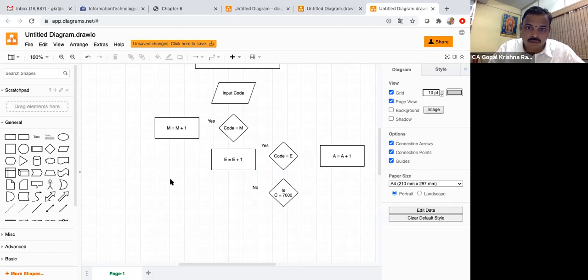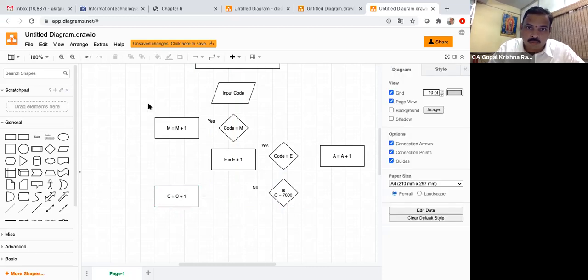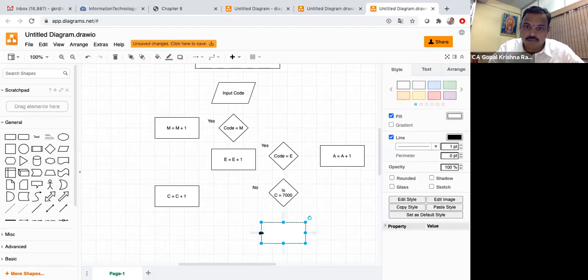C is not 7,000. No means I will actually go to the next student. C equal to C plus 1, and then input the code again. And if it is C equal to 7,000, yes means I have to do the computation.